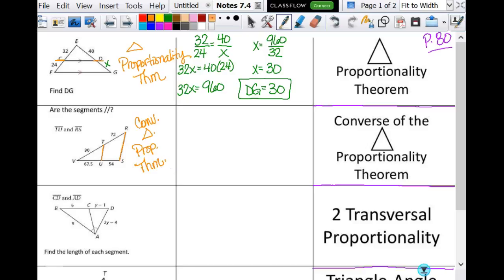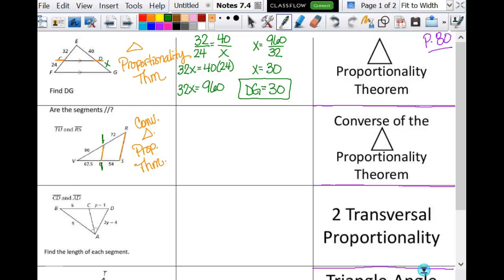So this one says if a line divides two sides of a triangle proportionally, then it is parallel to the third side. So I've got to see if it's proportional or not. That's what I have to actually show. I can't just say, oh yeah, they are. But again, I don't have to actually use the whole sides of the big triangle. I'm looking at the pieces, and so my fractions are set up, but my triangle's kind of sideways.